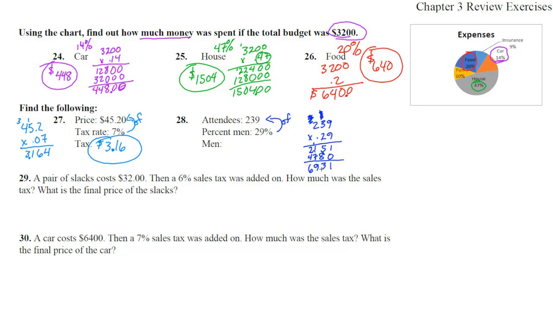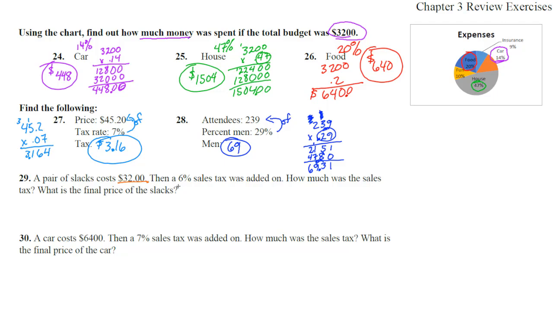So we have 69.31, with 2 digits behind the decimal place. You can't have a part of a person, so round to the nearest whole person, so that 3 means we stay at 69. So 69 people. Excellent. Number 29, pair of slacks.